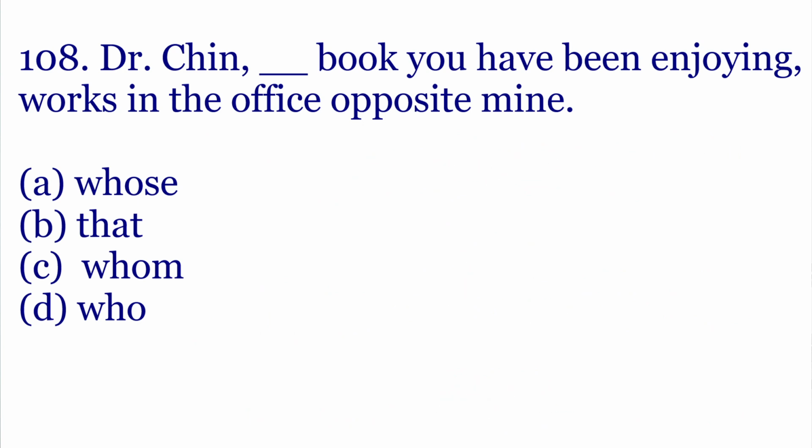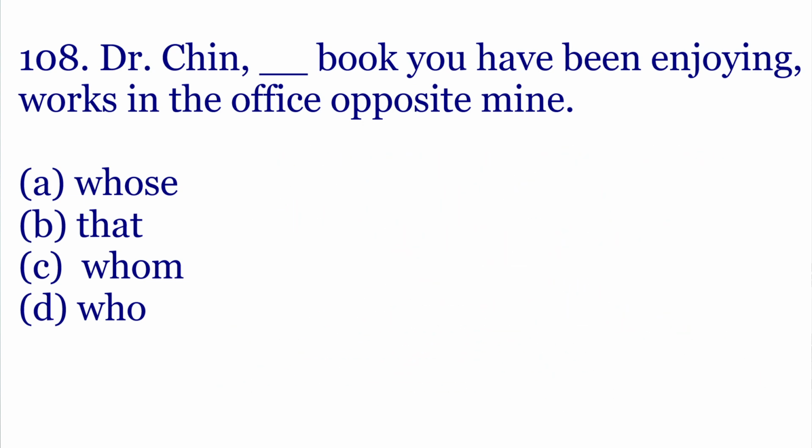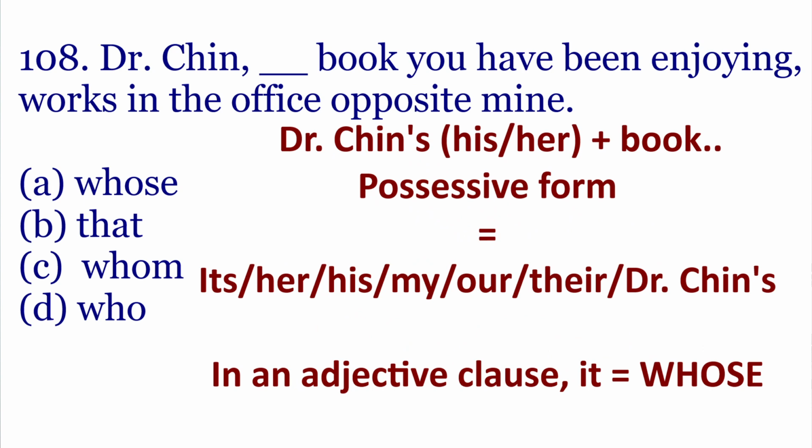Now, let's get the idea of this whole TOEIC sentence. Look at the original idea. Dr. Chin works in the office opposite mine. You have been enjoying Dr. Chin's book. Now, you can see this is a possessive form. Dr. Chin's, his, her book. They wrote it, it is their book. When you use his, her, its, their, my, our, Dr. Chin's in an adjective clause, you will use whose.